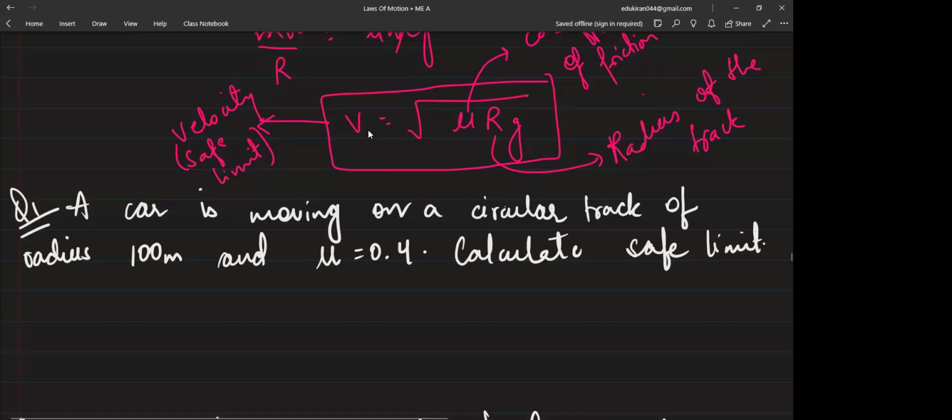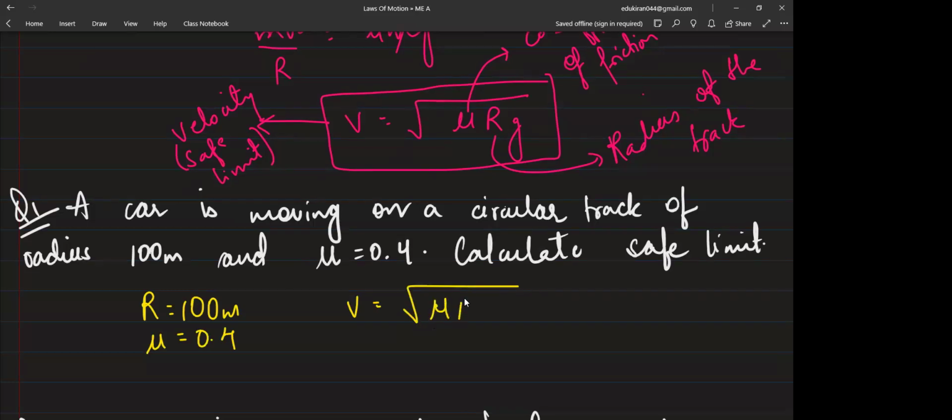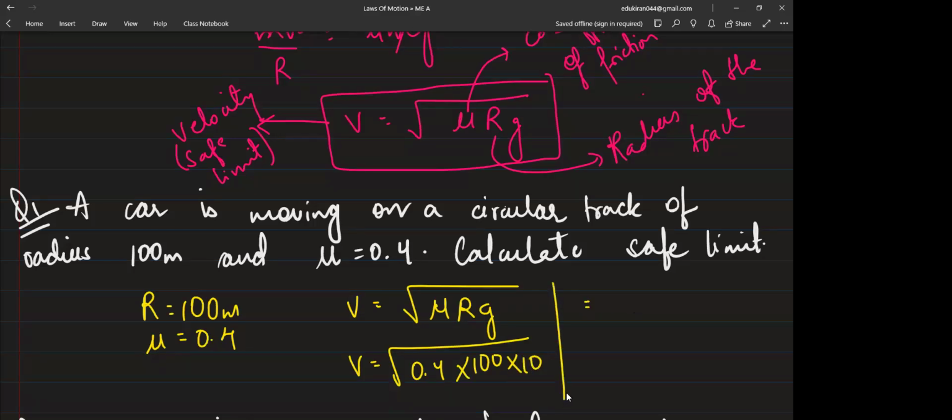See, a car is moving on a circular track of radius 100 meters. Mu is 0.4. So safe limit is under root mu r g. Mu is 0.4, radius is 100, g is 10. So this is 4 due to this 10, and this is 400. So this is 20 meters per second.